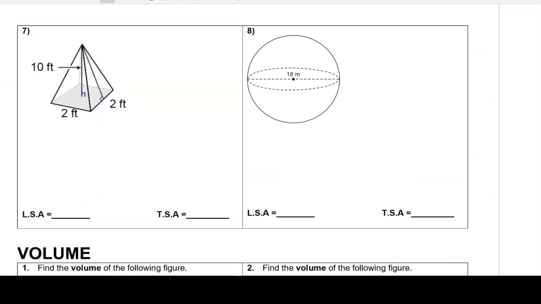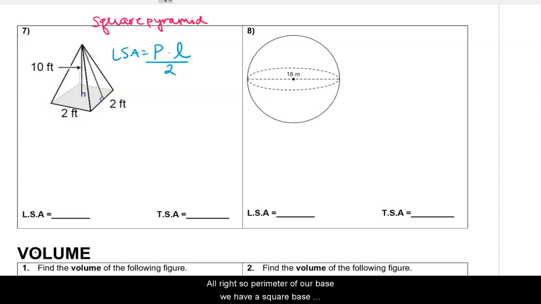Number 7. Here we have a square pyramid. So our formula for the lateral surface area of a square pyramid is perimeter times slant height divided by 2. All right, so perimeter of our base, we have a square base. It says both sides are 2, so to find the perimeter, we would say 2 plus 2 plus 2 plus 2, which is 2, 4, 6, 8. So our perimeter is 8.